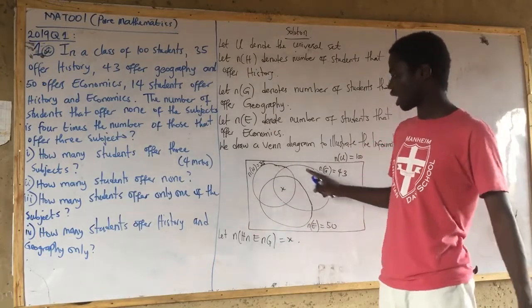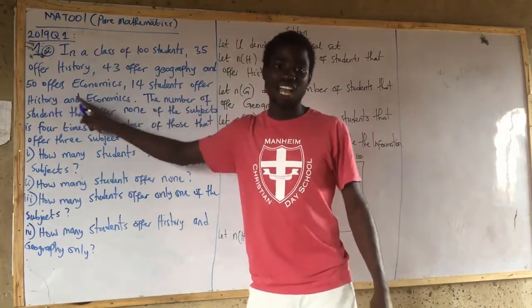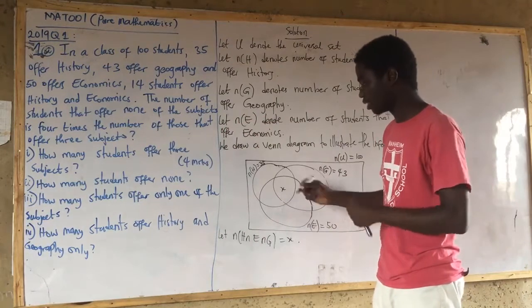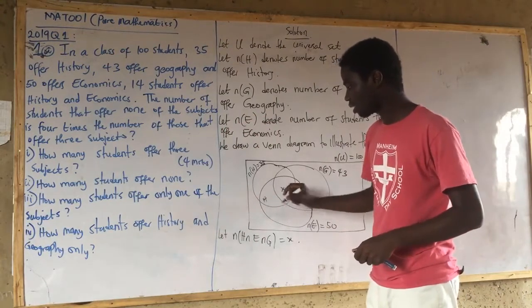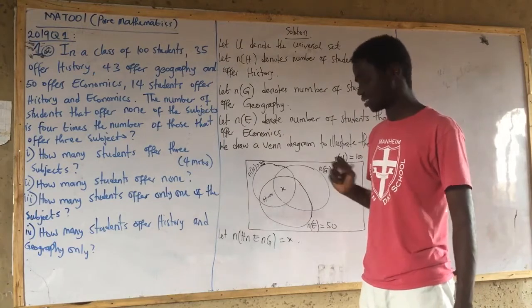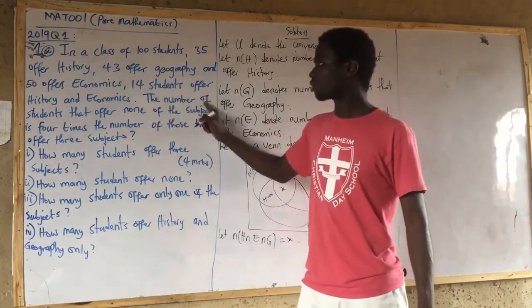Now come to history and economics. They say 14 students offer history and economics. This is history and economics, they say 14, so you will write 14. Subtract the middle, 14 minus x. That's how you are going to fill it. Now the number of students.